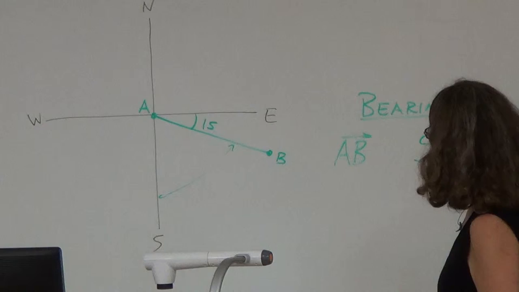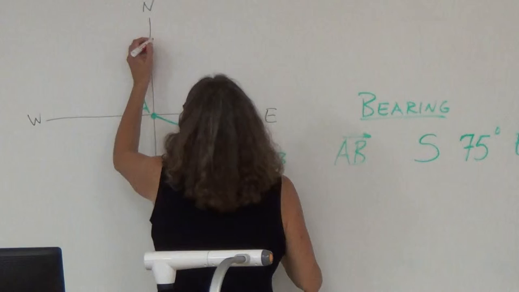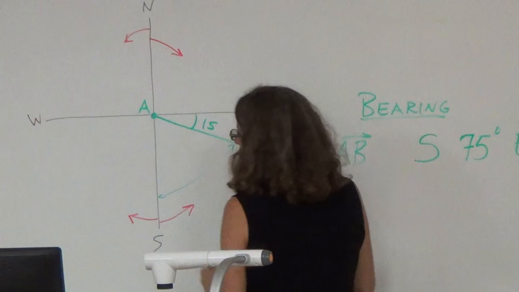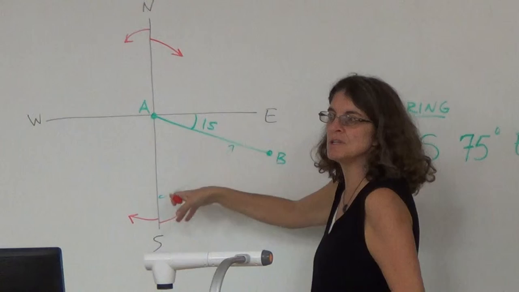So did everybody get that? The reference is north. Look up here. If your reference is north, you're measuring the angle from the north, either from the north to the west or north to the east. If your reference is south, you're either measuring the angle to the west or to the east. This 15 degrees is measured from the east. We're not going to use the 15, it's the other. Okay, so let's do another one.